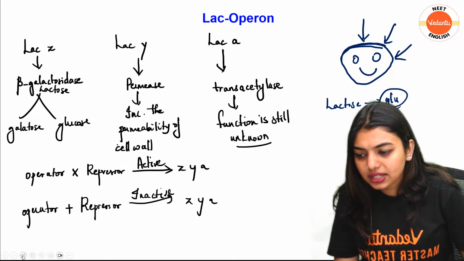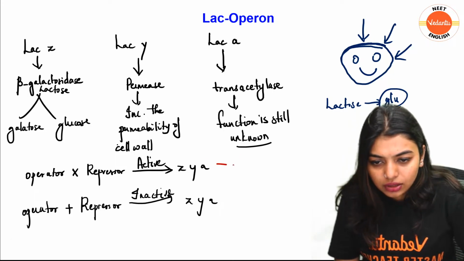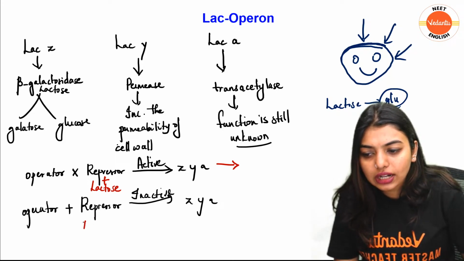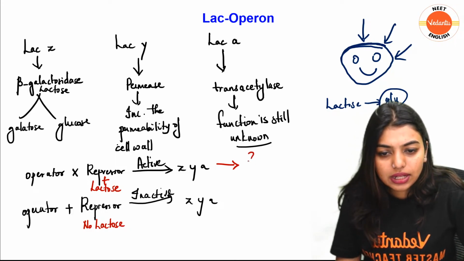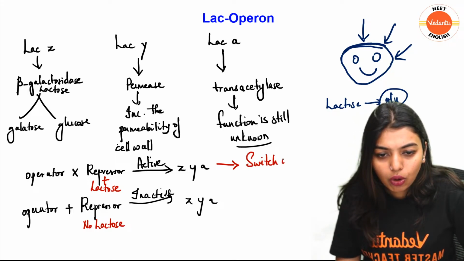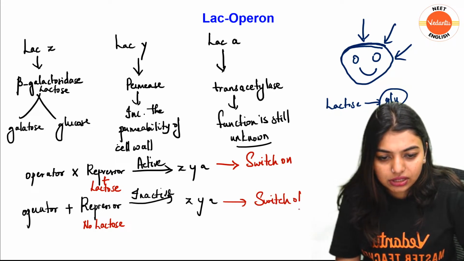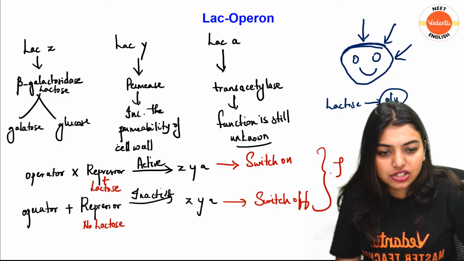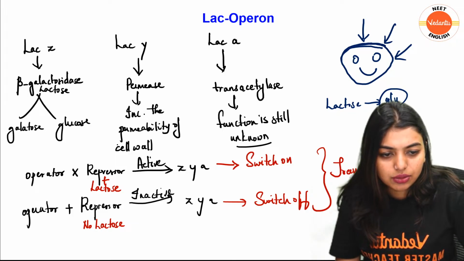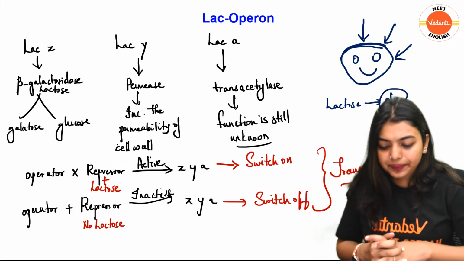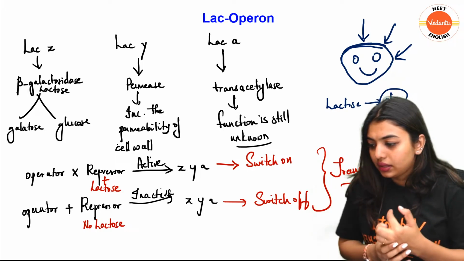So during this first stage, who should be there? This repressor will bind with lactose, that is your inducer, and here the repressor will have no lactose, glucose will be there. This will switch on the gene, this will switch off the gene, and switching off will happen in the transcription stage. Easy? Yes or no? Easy?